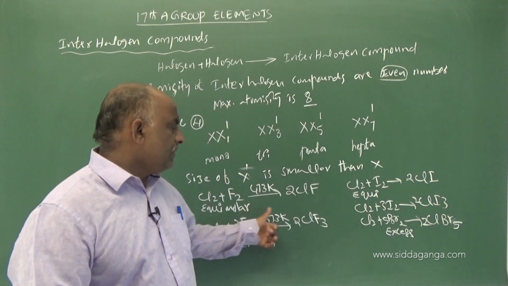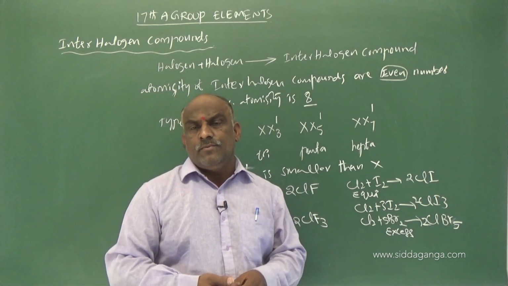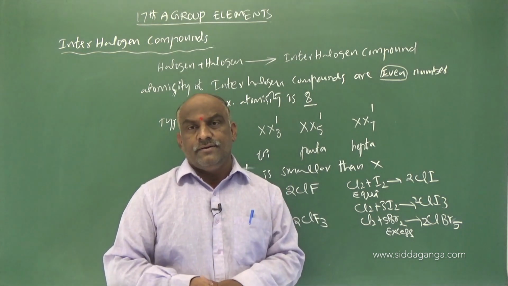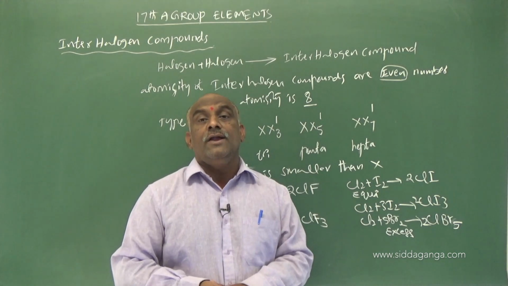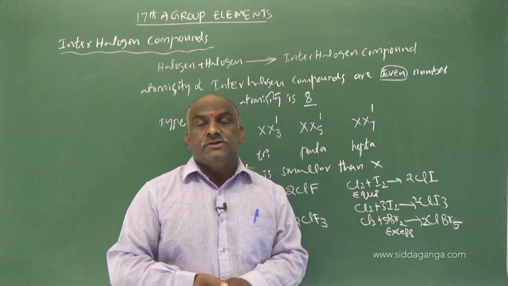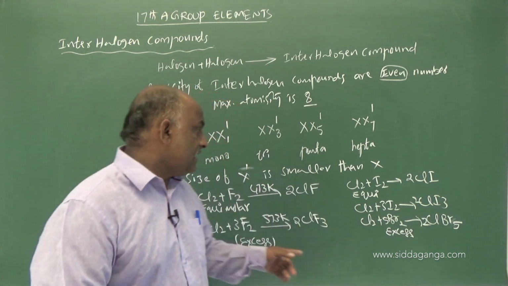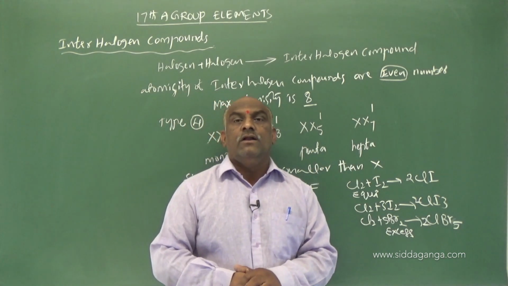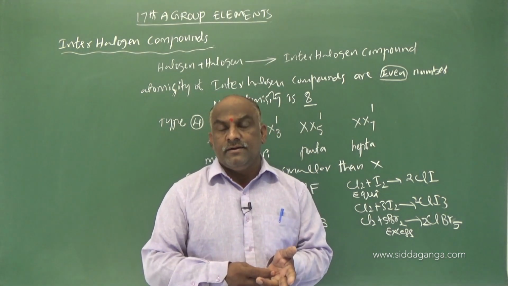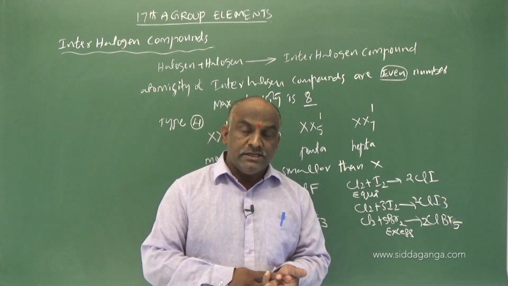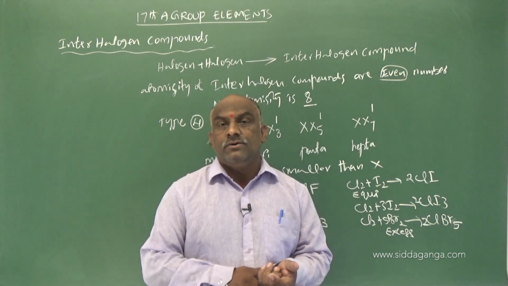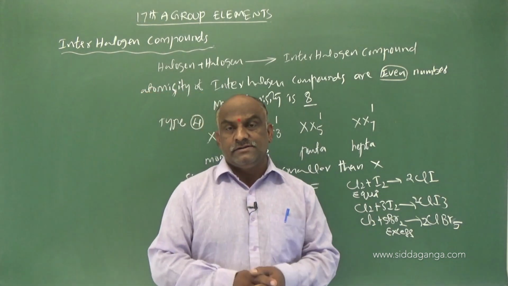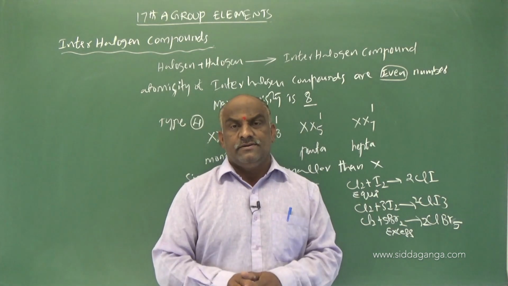So, these are the preparations of interhalogen compounds, and all interhalogen compounds are diamagnetic. Which magnetic property is it? Diamagnetic. They are volatile solids or liquids, except ClF. All interhalogen compounds are diamagnetic and volatile, in the solid or liquid state at 298 kelvins, except ClF. ClF is the gas.